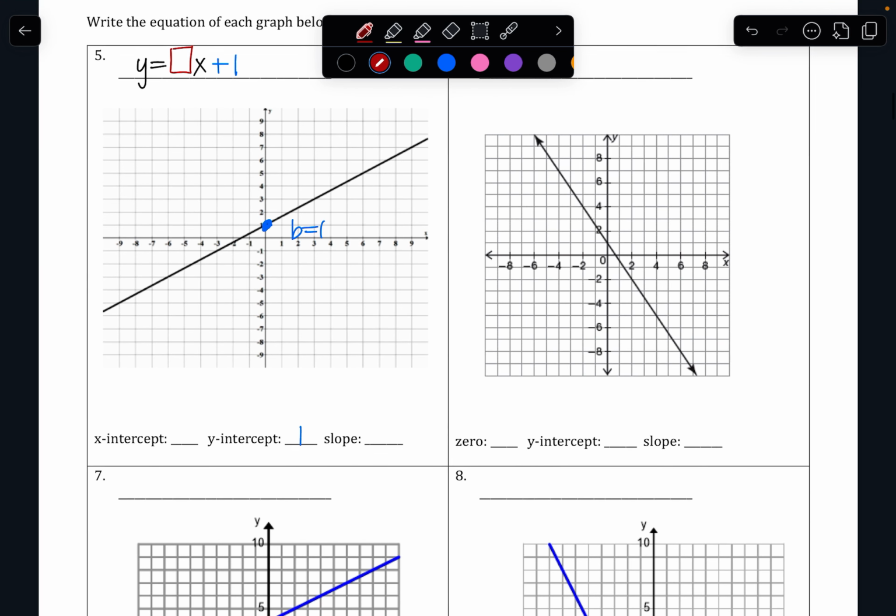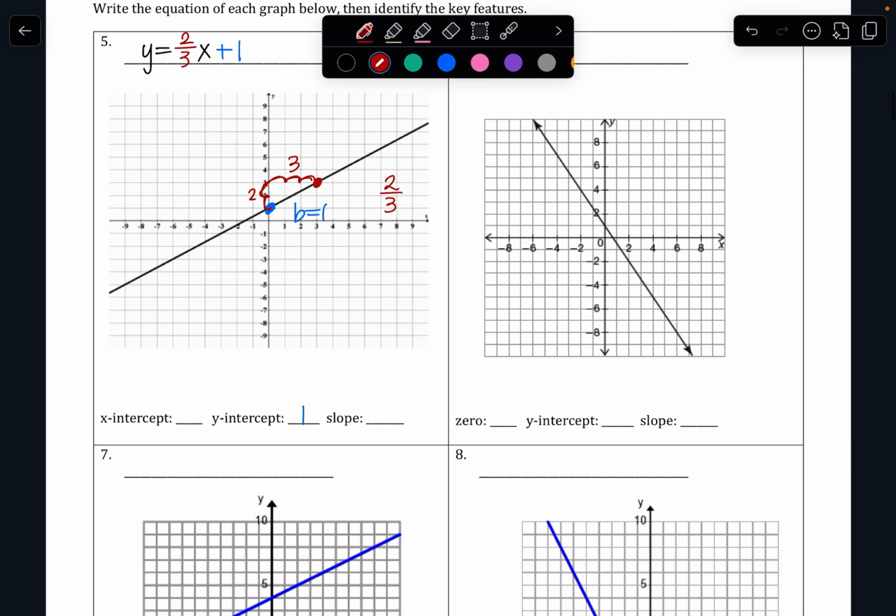Okay, so this is where you can pick 2 points. I've already got 1, and I have the y-intercept. And this is where I'd like to count the rise over the run. And so here I'm rising 2, and I'm running 3. And so remember, it's rise over run. You don't want to flip those. Okay, and so my slope is 2/3. Rise over run. From the y-intercept, we rose 2 and ran 3 to get to our next coordinate point.